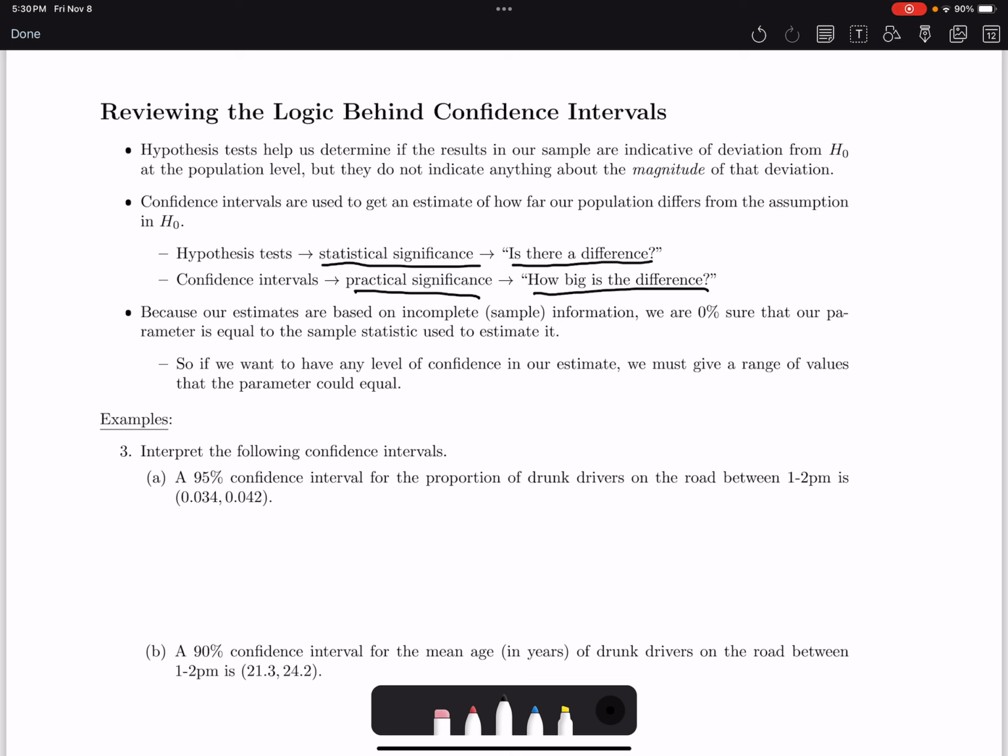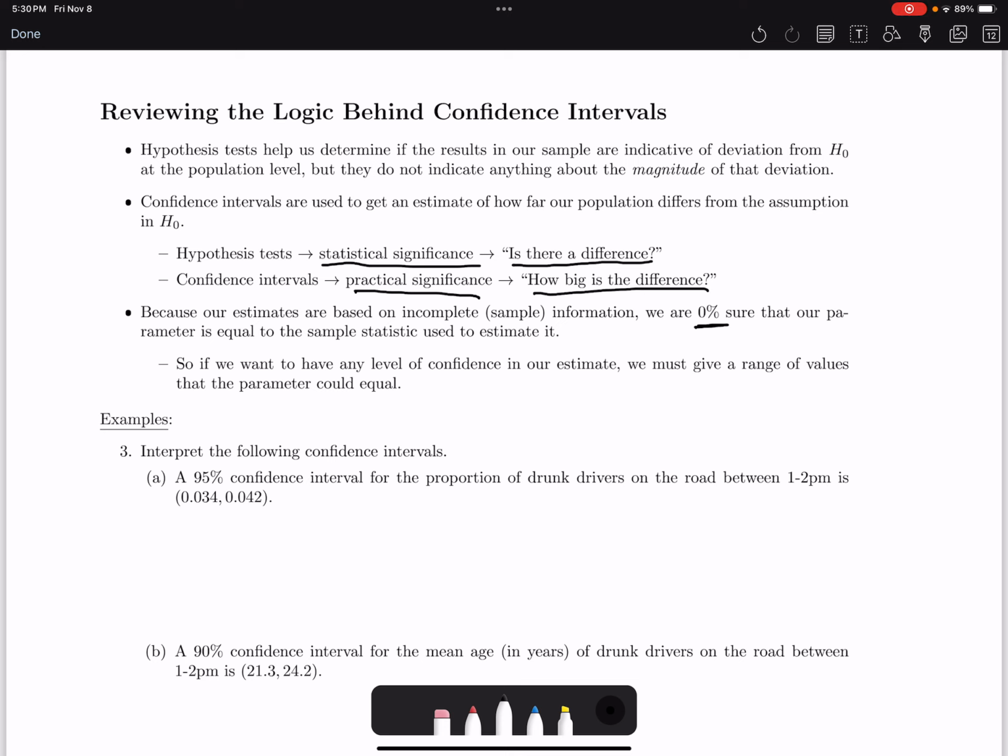Now, because our estimates are based on incomplete sample information, we are 0% sure that the parameter we're trying to estimate is equal to the sample statistic that we're using to estimate it. If we want to have any level of confidence in our estimate, we have to give a range of values that the parameter could equal. And so that's why confidence intervals are intervals of numbers. We're not just going to give point estimates where we say, mu equals 75. We're going to give a range. We're going to say mu is somewhere between 74 and 76, right?